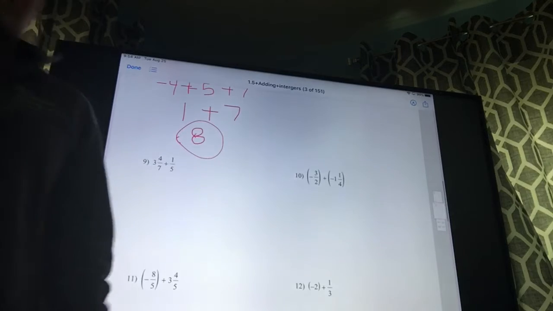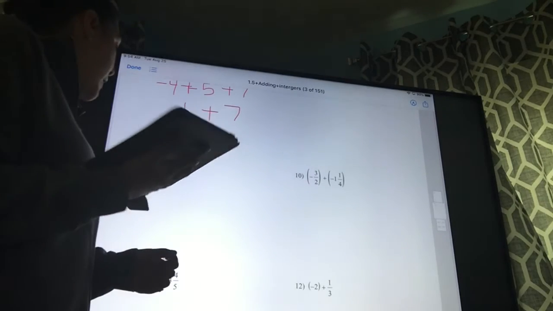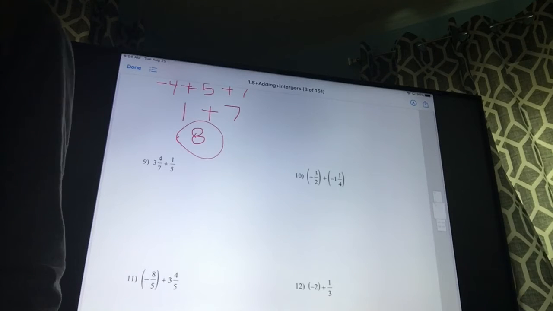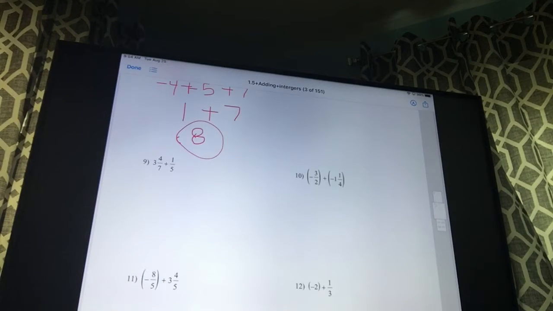Okay, number 9 is an improper fraction and a fraction. There are many ways to do this. If your way works for you, do it. You don't need to do it my way.